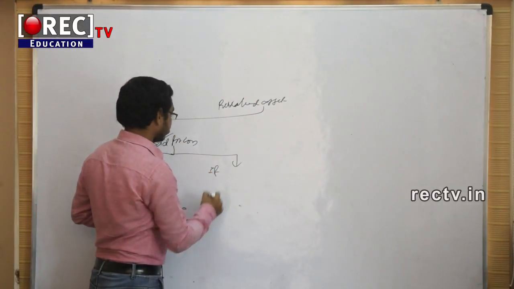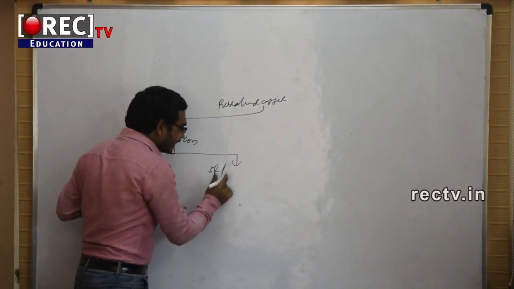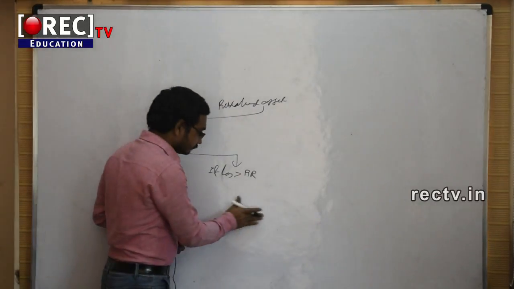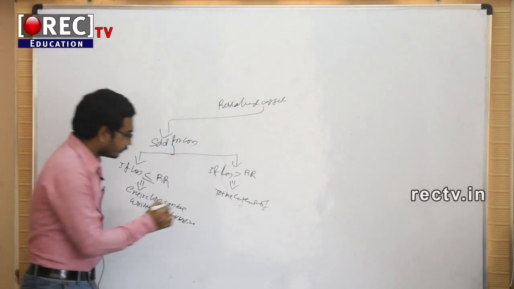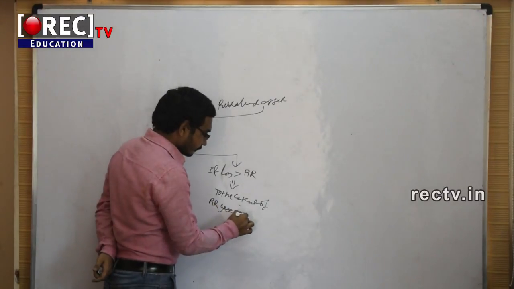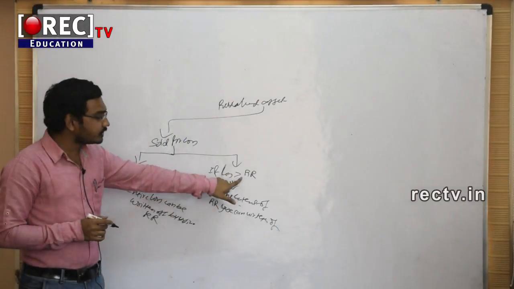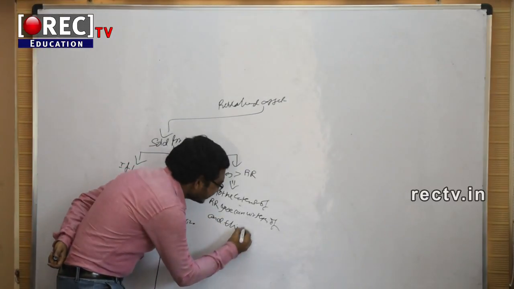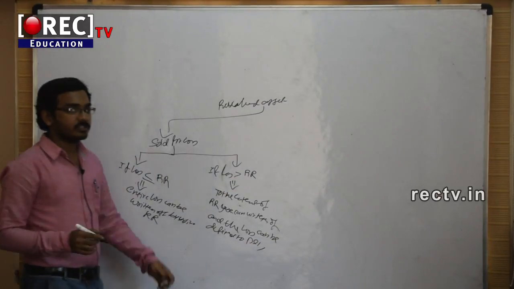If loss is greater than revaluation reserve, then what's the thing? To the extent of revaluation reserve, you can write off. Sorry, to the extent of loss being greater than revaluation reserve, to the extent of revaluation reserve you can write off. Okay, and the excess loss can be debited to P&L account.